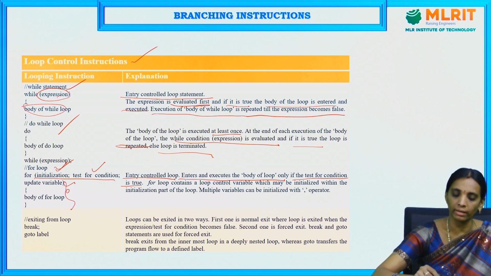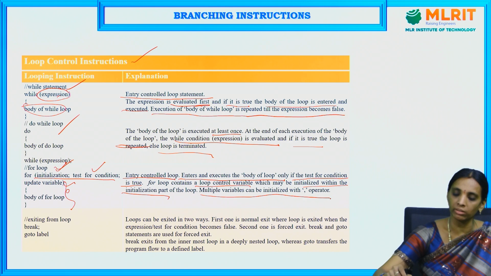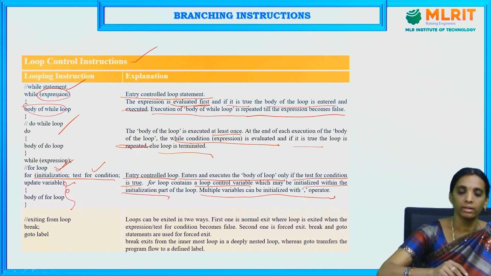The for loop contains a loop control variable, which may be initialized within the initialization part, and multiple variables can be initialized with the comma operator. Here in the for loop, we can use this for multiple variables.